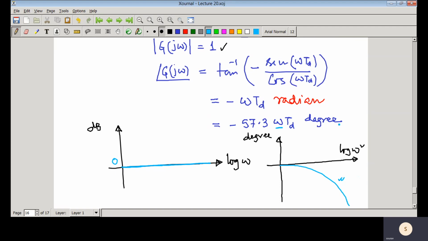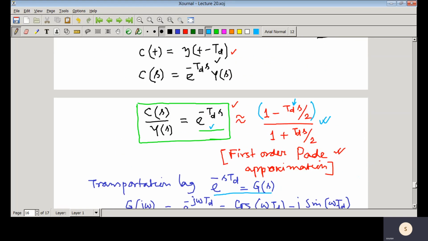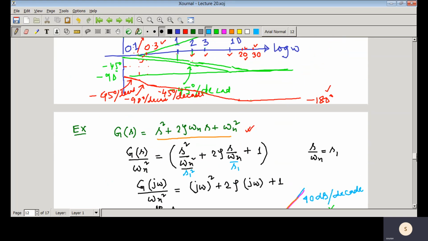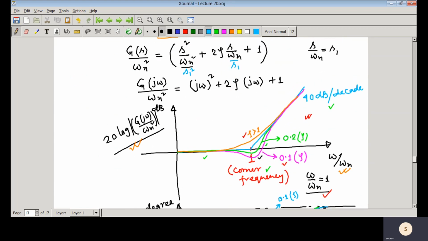So whenever there is a delay in the loop, or if there is any transportation lag, it contributes some phase lag. So it has a lot of effects on stability and performance. And if you just plot it in degree versus omega, that would actually be a straight line with a negative slope.